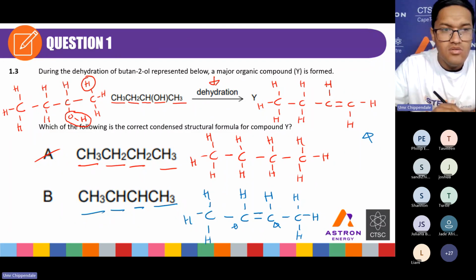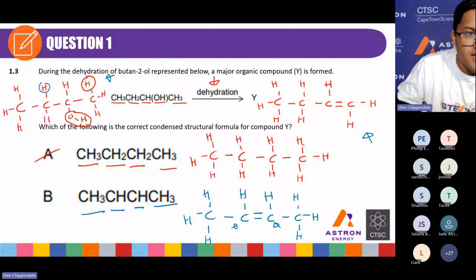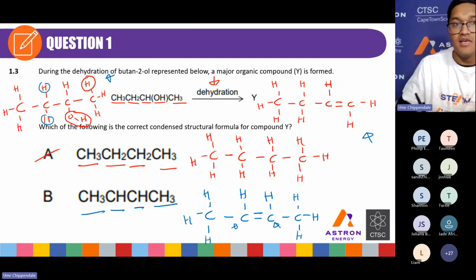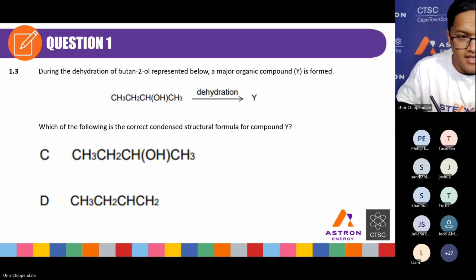But before you rule that out, if you look at the side I had over here, we were allowed to take a hydrogen either from this side or that side, which means if we had to do that, our compound would have looked like B. So that means B could be an option depending on where you took a hydrogen away from. But now we move on to C and D.